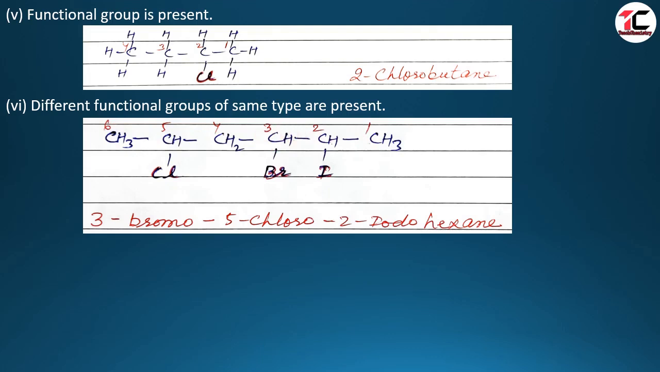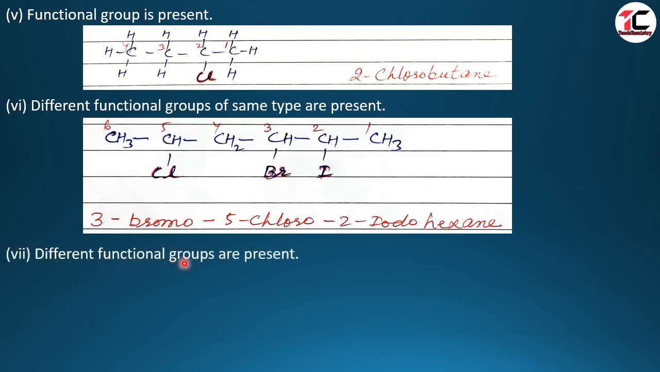Now naming. At number 3 there is bromine, so it is 3-bromo. At number 5 it is chlorine, so it is 5-chloro. At number 2 there is iodine, so it is 2-iodo. As it is a chain of 6 carbon atoms, it is hex, and with single bonds it is ane, hexane.